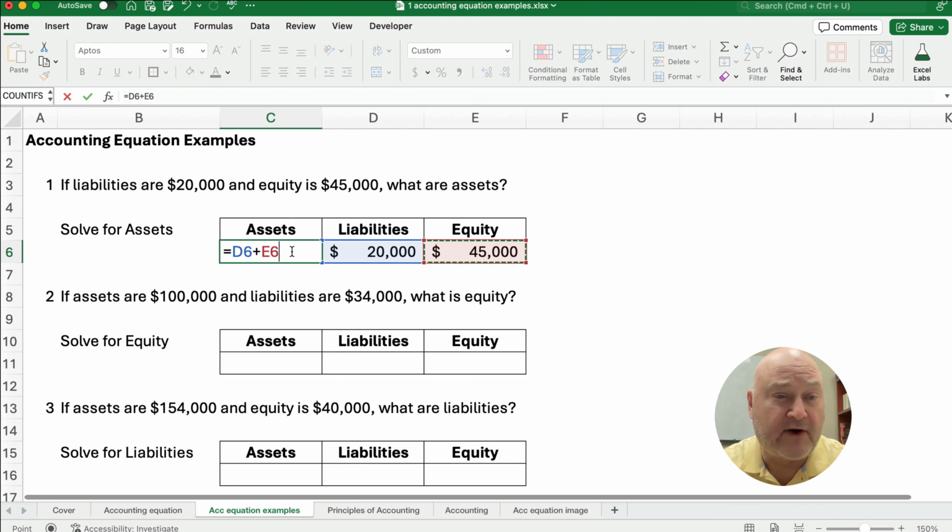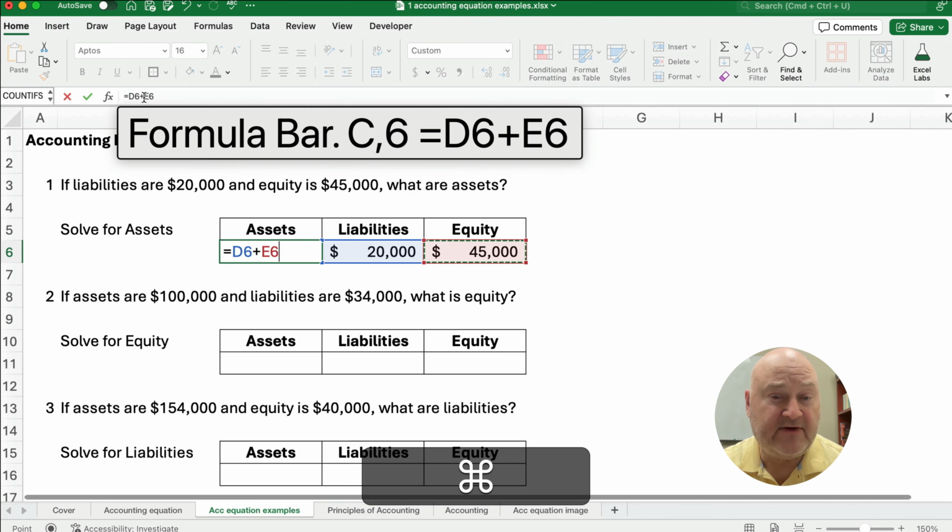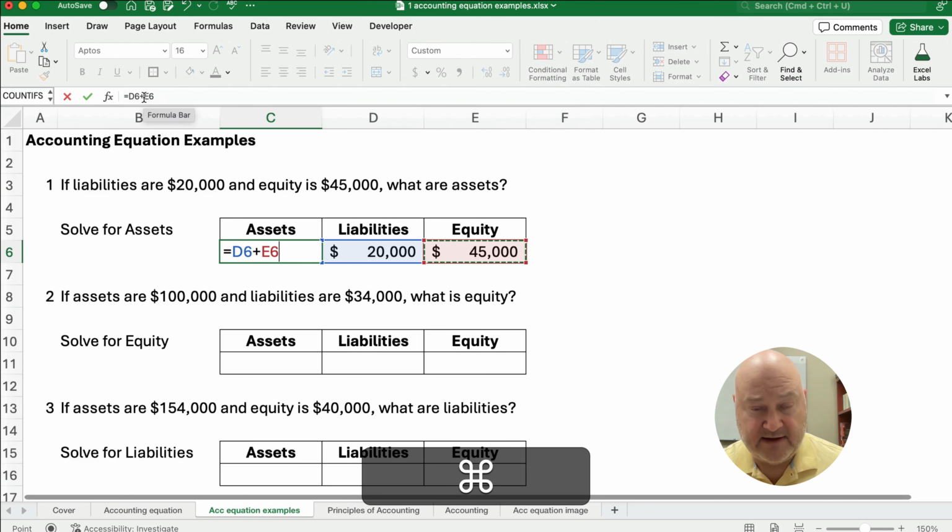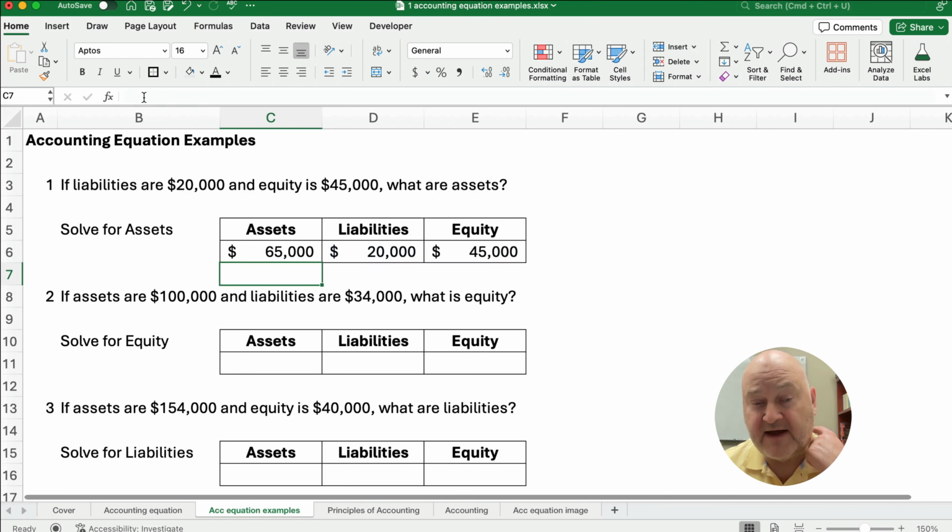Now you see how we start with a formula? We start with the equal sign and then point to cell reference. We don't want to type in 20. We don't want to type in 45. We want to use a cell reference D6 and E6. So that means we're going to get 65,000.